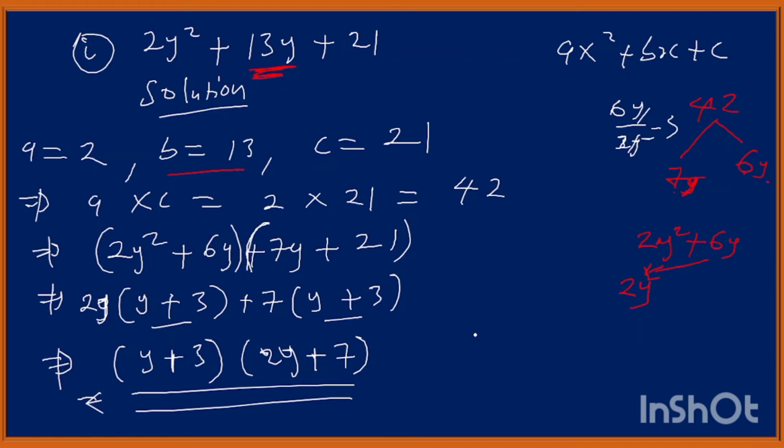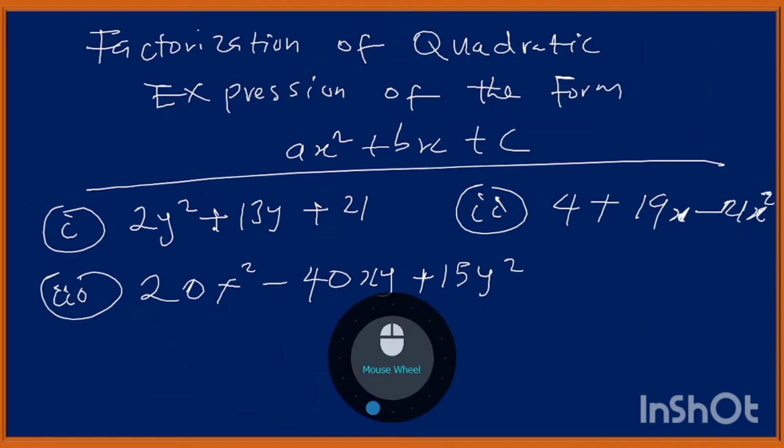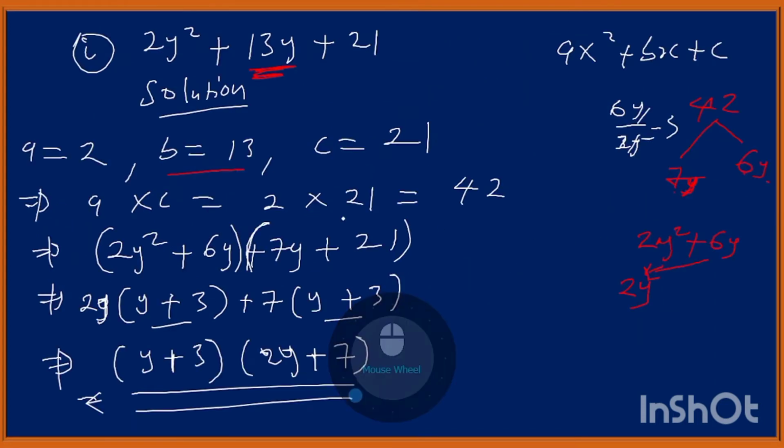Very interesting. So let's look at the next one. Yes, the next one is 4 plus 19x minus 21x squared. So let's go down. I'm just going to clear this. I don't have enough space. So that is 2. So we're looking at factorize 4 plus 19x minus 21x squared.